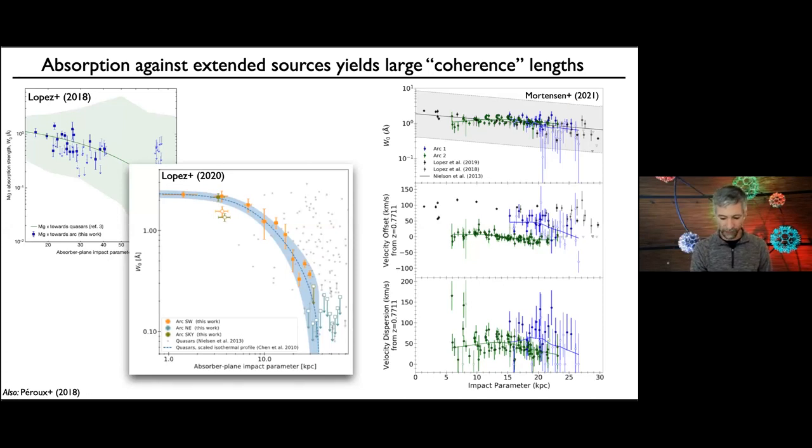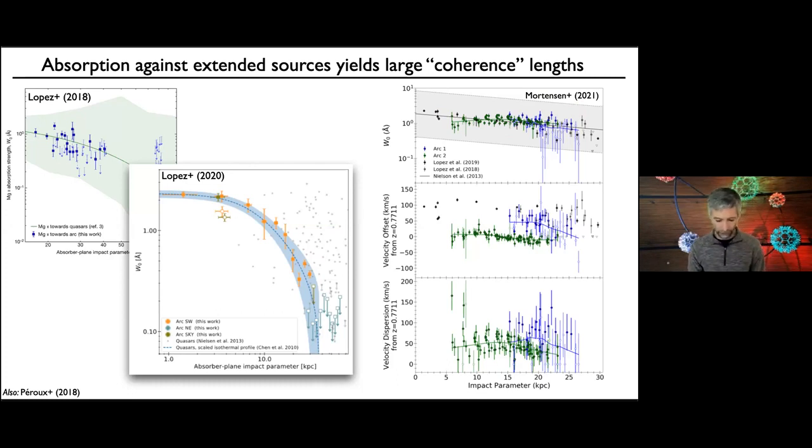There's a very recent paper by Chris Mortensen and collaborators that also finds the same thing. These are the green points here. The Lopez points are the black ones. So while that doesn't tell you so much about the very fine scale of these magnesium-2 systems, what it does tell you is there are correlations on very large scales that are important.